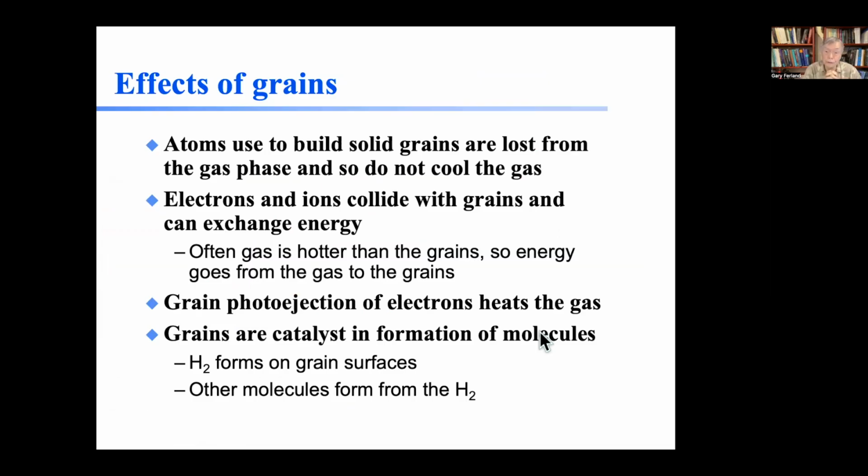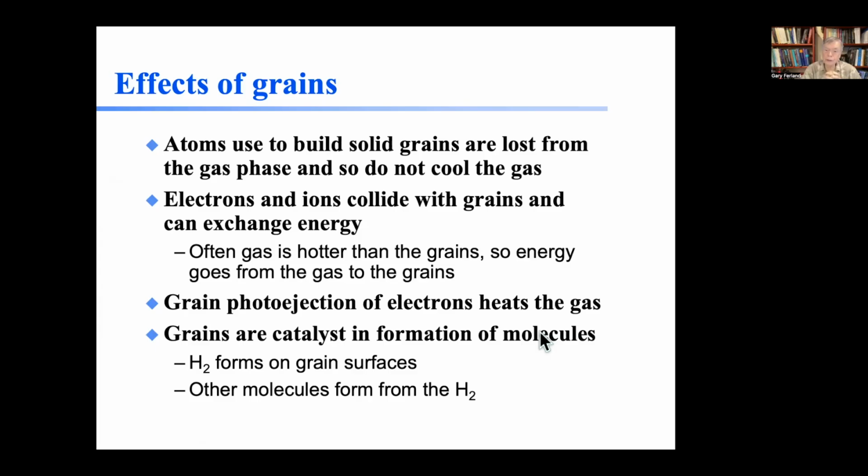There are four effects that grains, a dusty environment, have on the cooling function. First, there's going to be missing cooling from the gas phase because atoms are depleted onto the solid. So that means there's less oxygen to cool the nebula. So for a given heating rate, the gas has to be a little bit hotter.